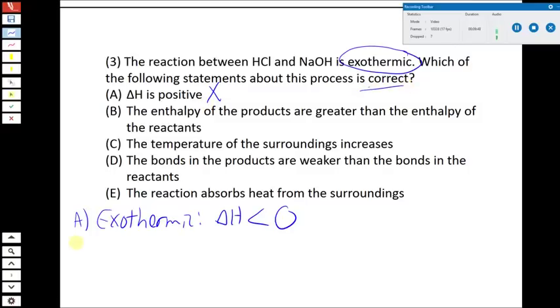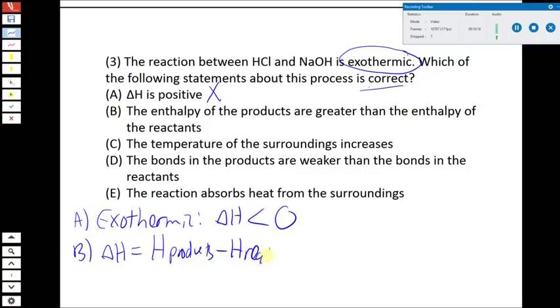Choice B, the enthalpy of the products are greater than the enthalpy of the reactants. So this one we don't often think about in exactly these terms, but knowing the definition of delta H, remember that delta always means final minus initial. And if we're talking about a chemical reaction, the initial state is your reactants, the final state is your products. So delta H, even though we don't normally calculate it this way, is going to be the enthalpy of the products minus reactants.